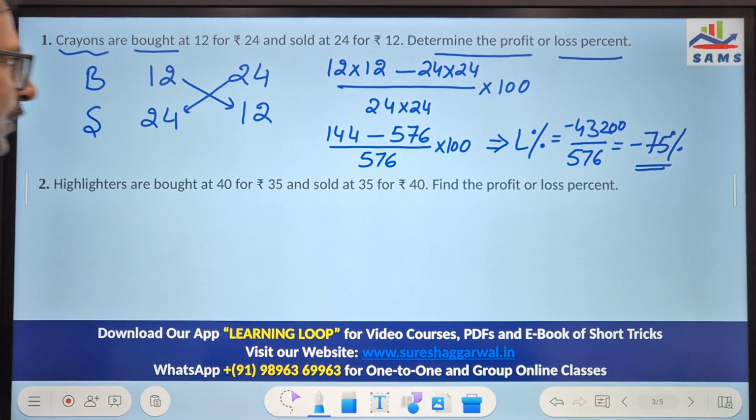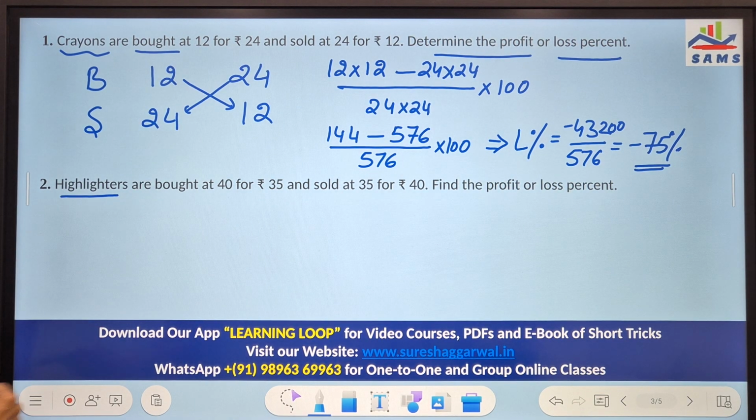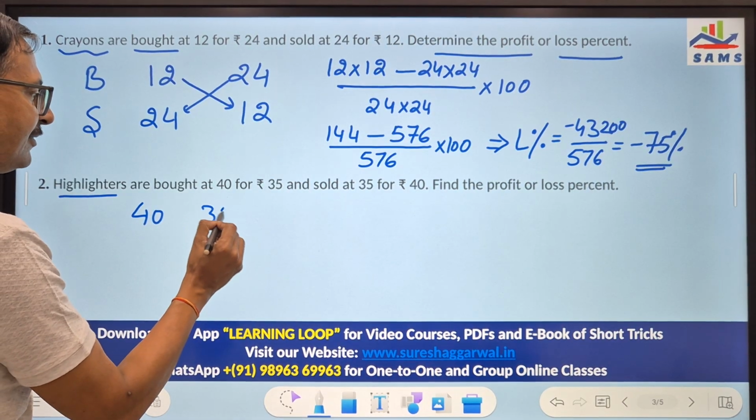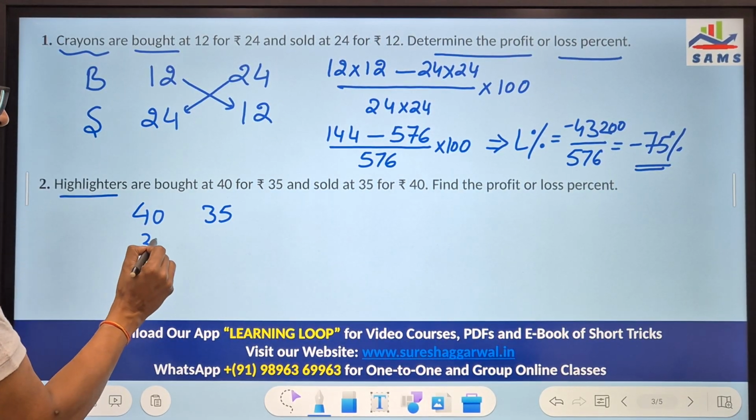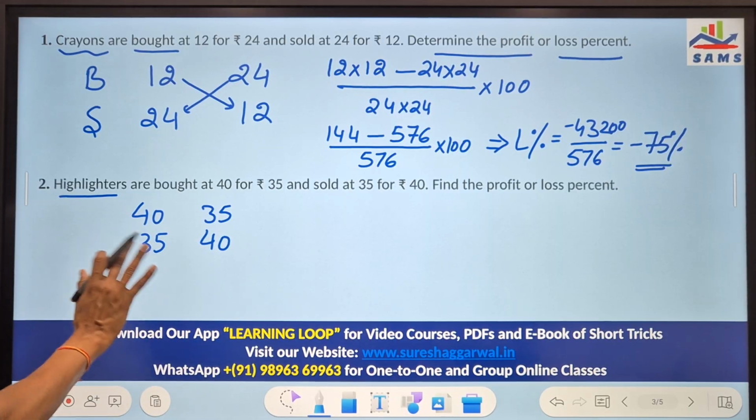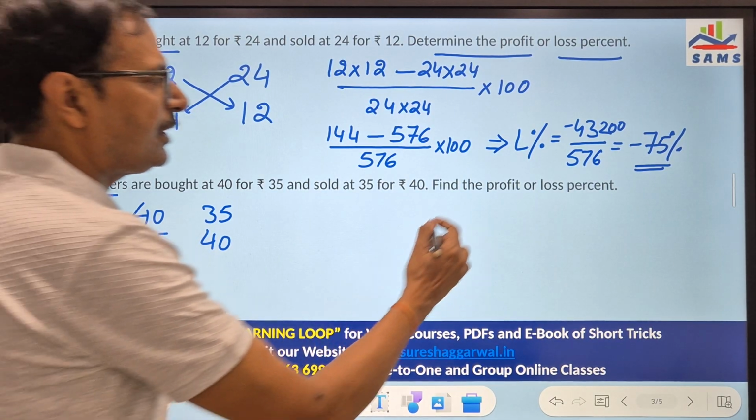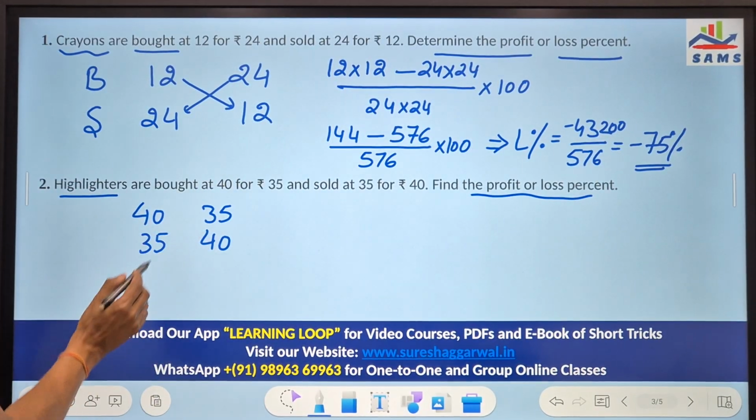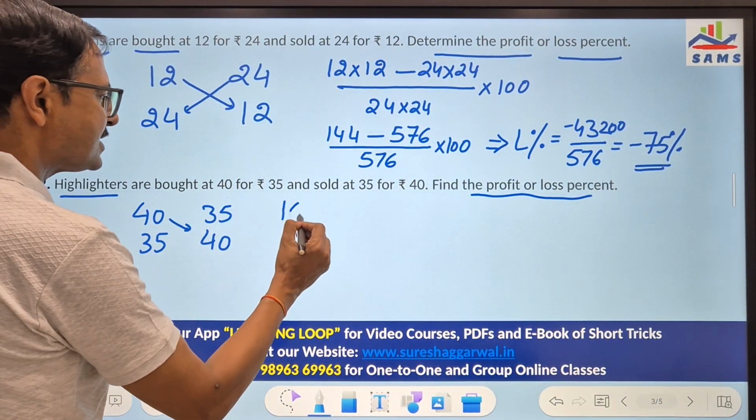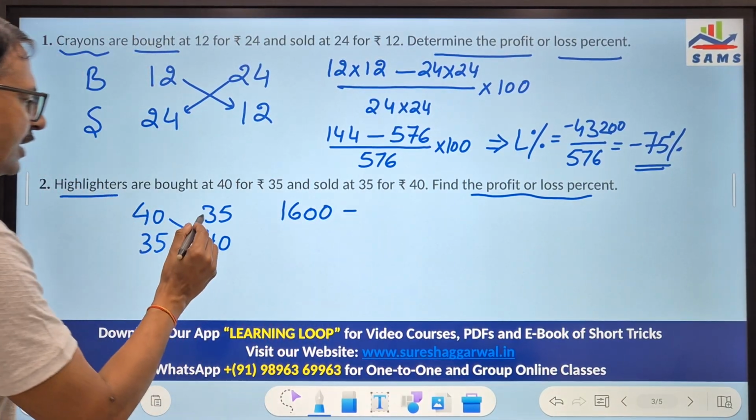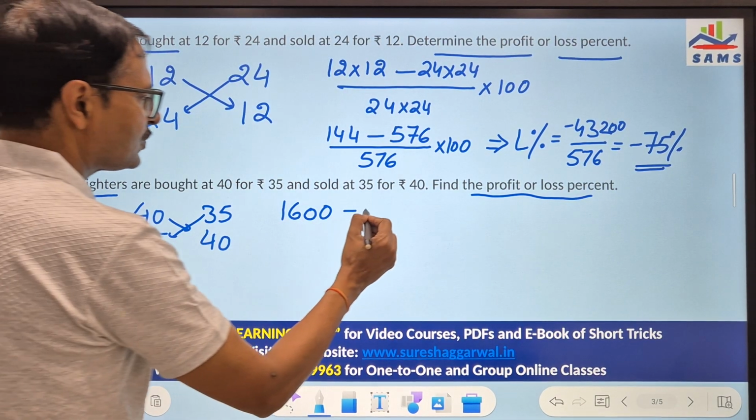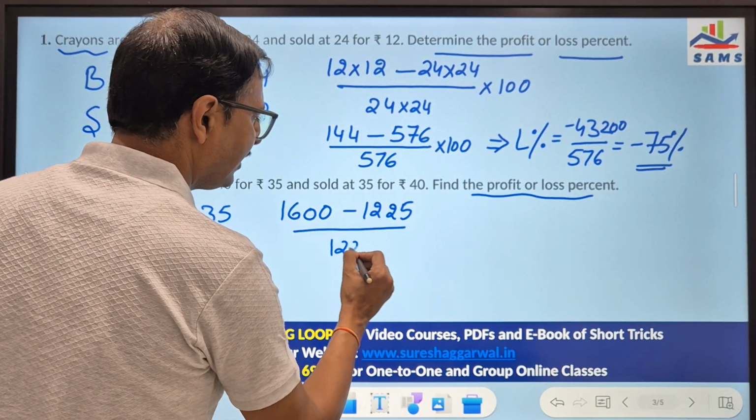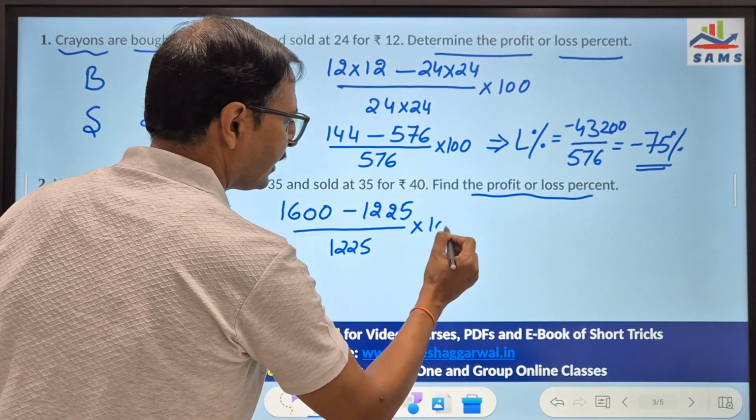Let's see another one. Here we have highlighters, and they are bought 40 for 35 and sold 35 for 40. So I just need this data, and the rest of it, the profit or loss percent, will be obtained by itself. So what do we do? 40 times 40, this is 1600, minus 35 times 35, 3 5s are 15, so 1225, and divide the result by 1225 and multiply it by 100.